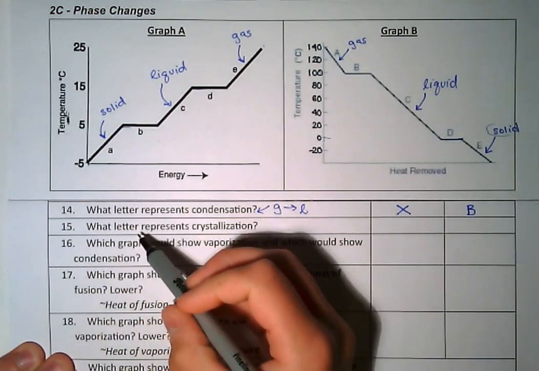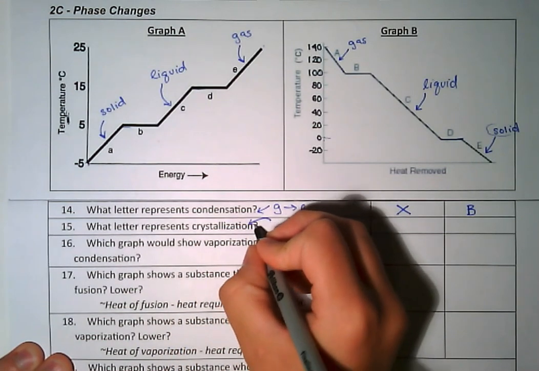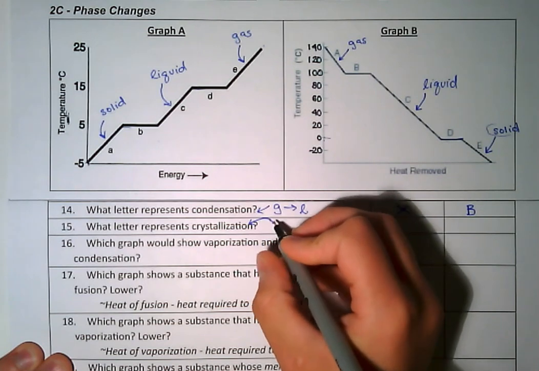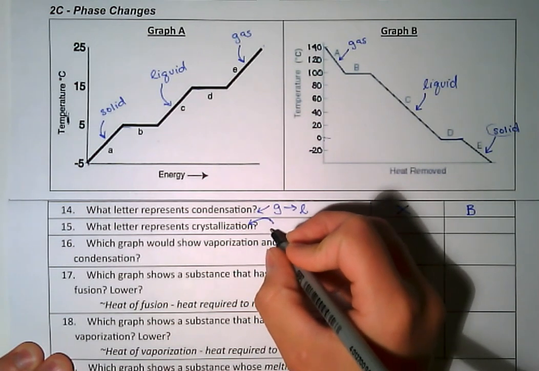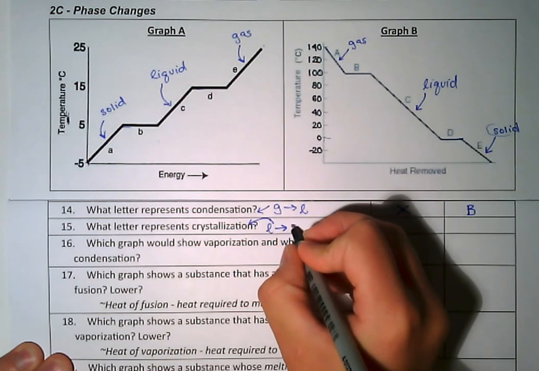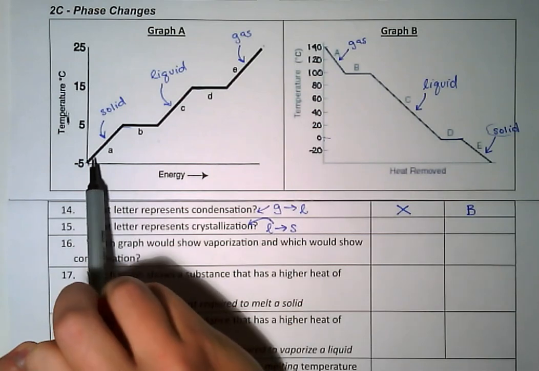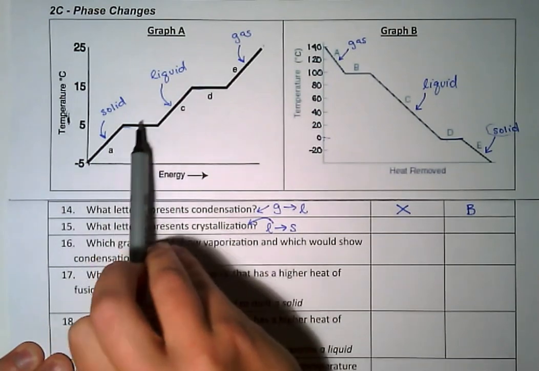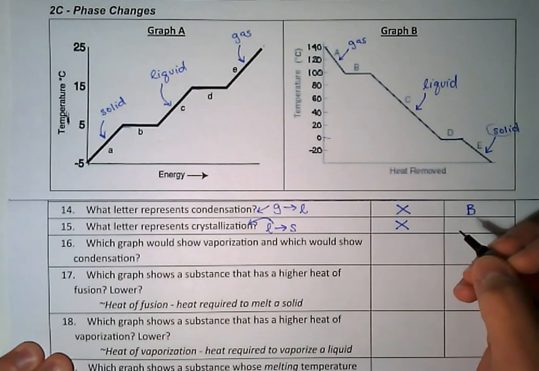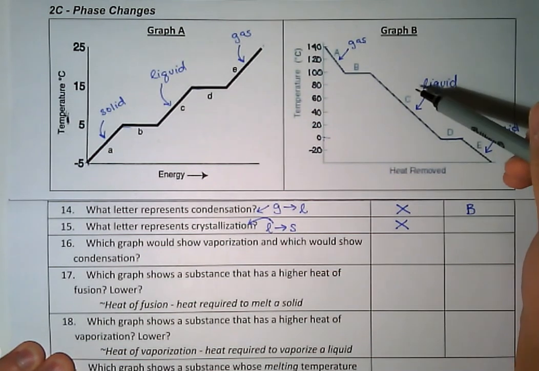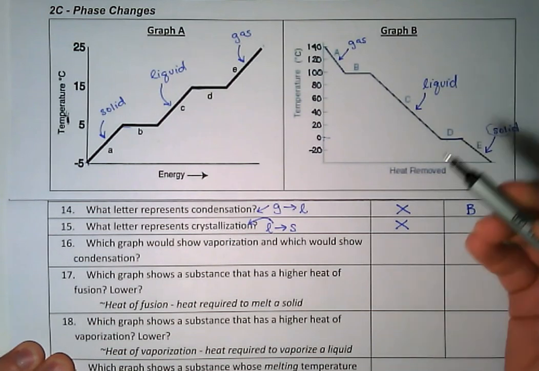Number 15, which letter represents crystallization? Crystallization is just another way of saying freezing. When something goes from a liquid to a solid, we can sometimes call that crystallization. Graph A is showing a transition from solid to liquid, so there's no liquid to solid, no crystallization in graph A. But graph B shows a transition from liquid to solid, and that is in section D of the graph.